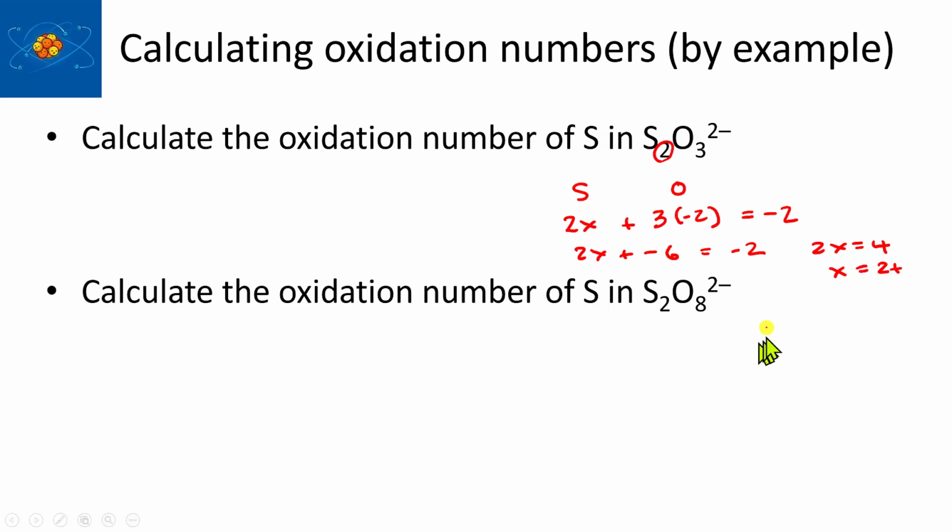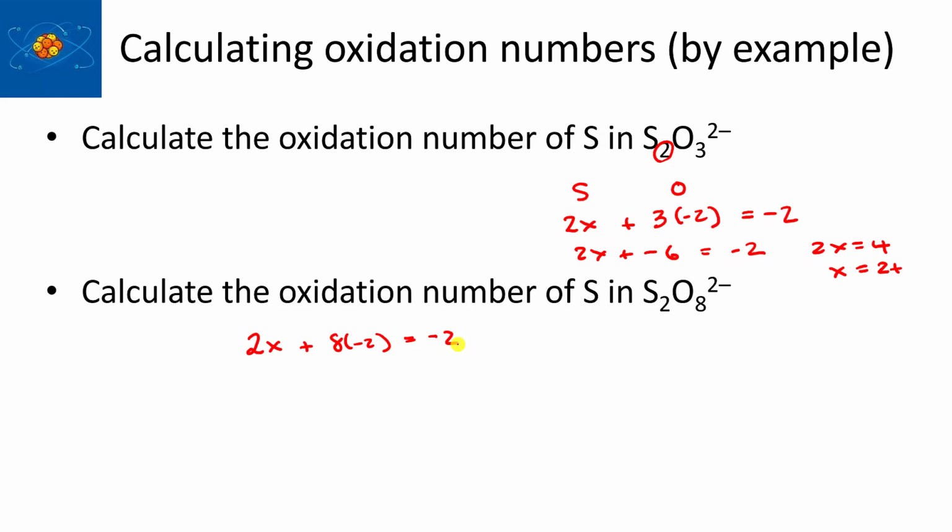Now in S2O8 2 minus, we would do the same kind of thing. I'll use a little more space here this time. So I have 2x plus 8 times minus 2. Again, oxygen's with an element that's less electronegative, so it takes its traditional minus 2 charge. Oh, it's 8, I don't know where I got 4 from. And then that's going to be equal to minus 2.